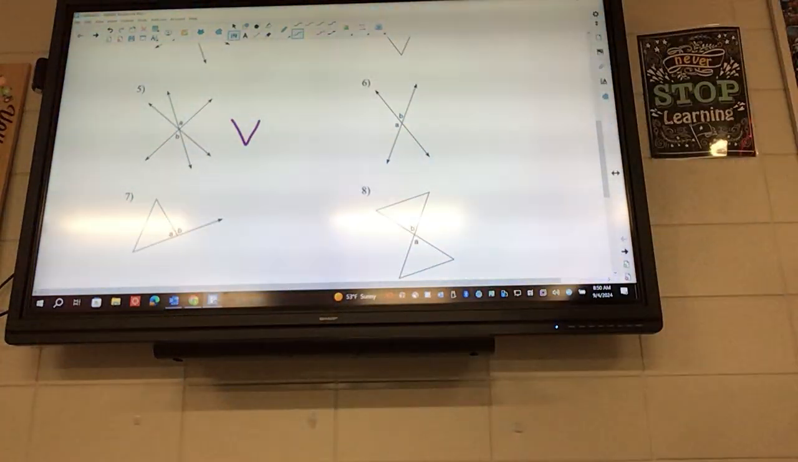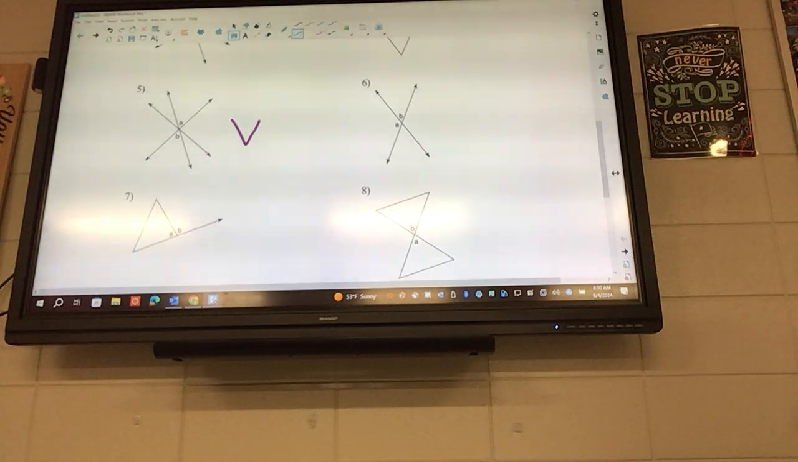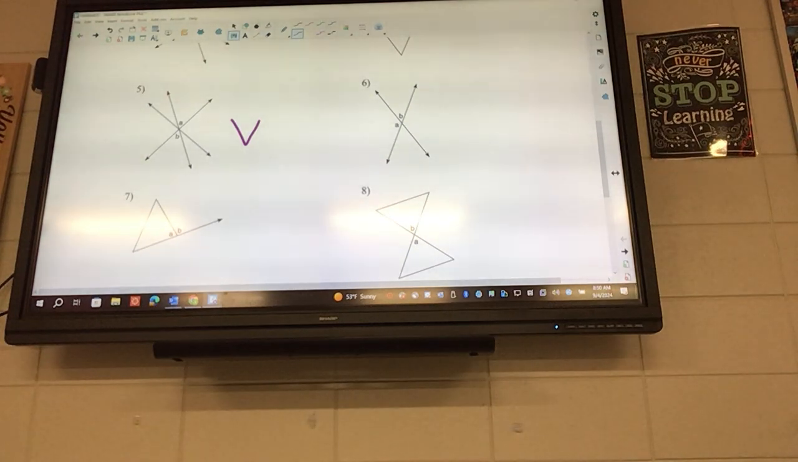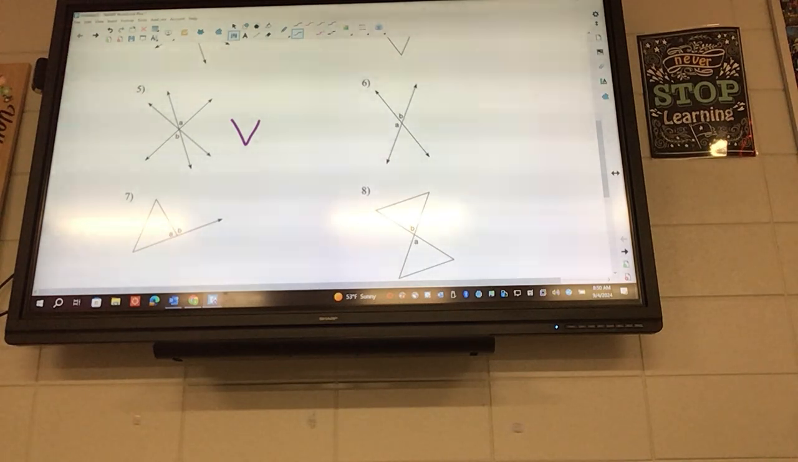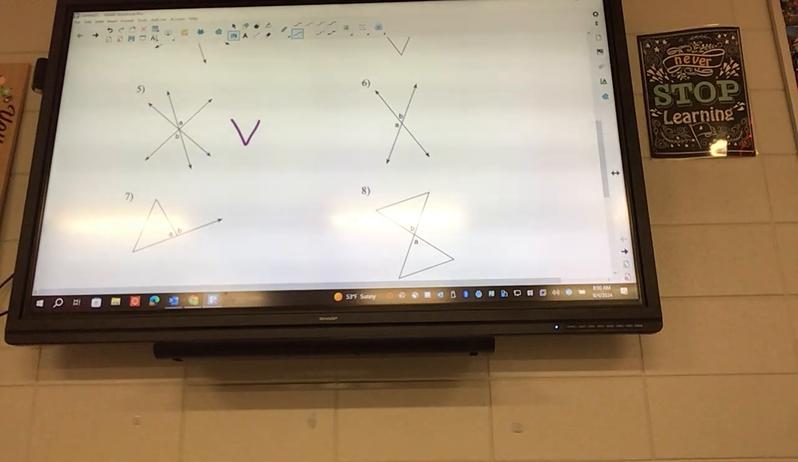Okay, look at seven. Are they right next to each other? Yes. So we know that it's not vertical. So we have two things we're going to check. Adjacent means they're right next to each other. So are they adjacent? They are. They are adjacent because they're next to each other. The A and B are pretty close. As well as, does A plus the B make a straight line?